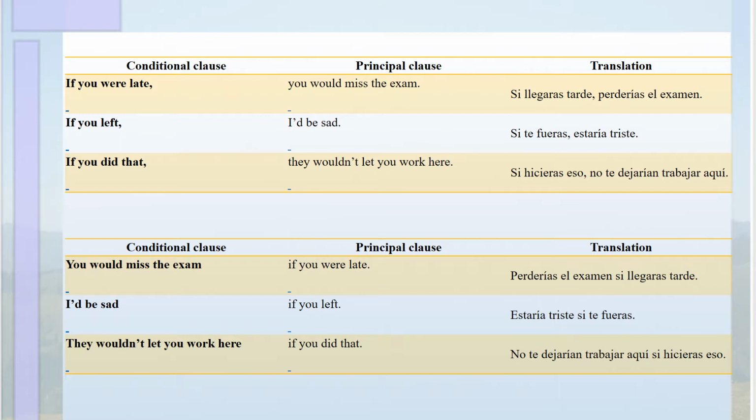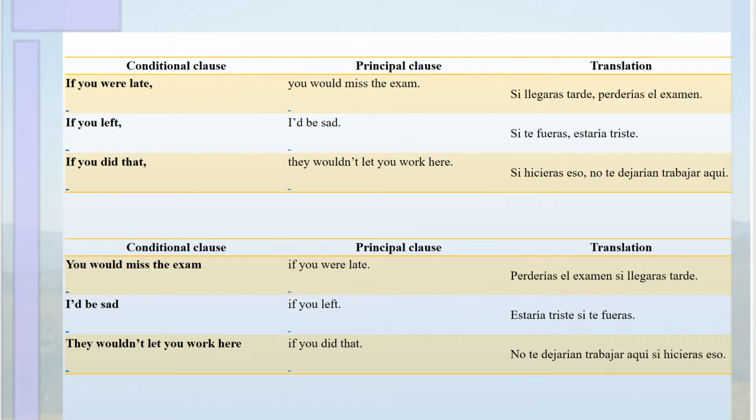Another option for the structure. In the first sentence, you would miss the exam is the conditional clause. If you were late is the principal clause. Perderías el examen si llegaras tarde. In the second sentence, I'd be sad is the conditional clause. If you left is the principal clause. Estaría triste si te fueras.